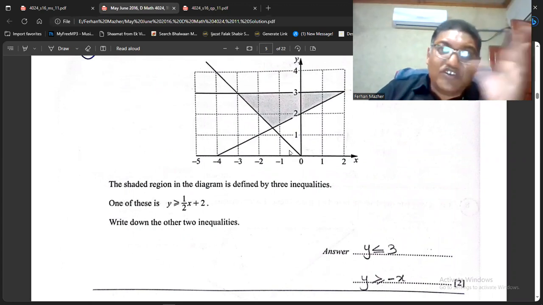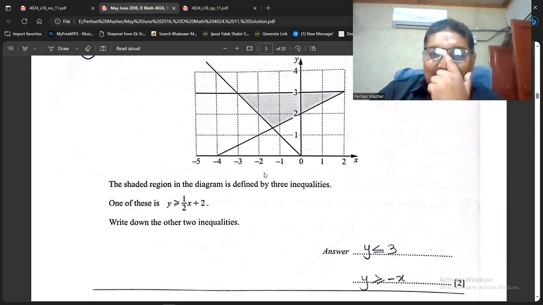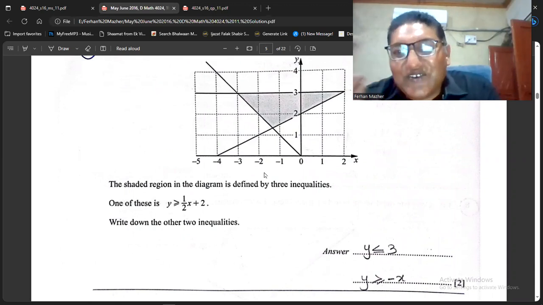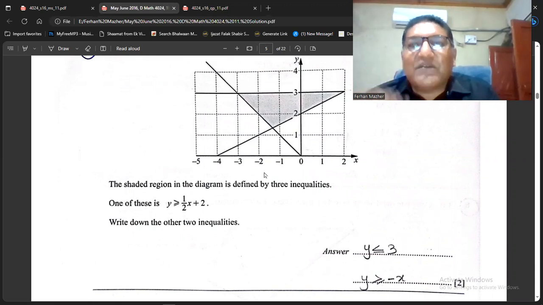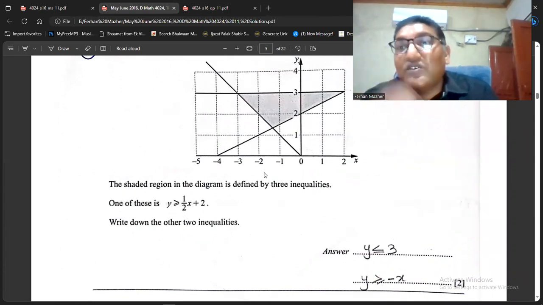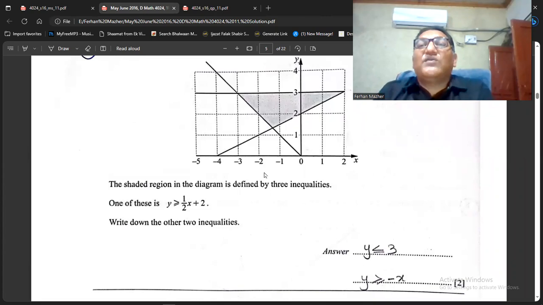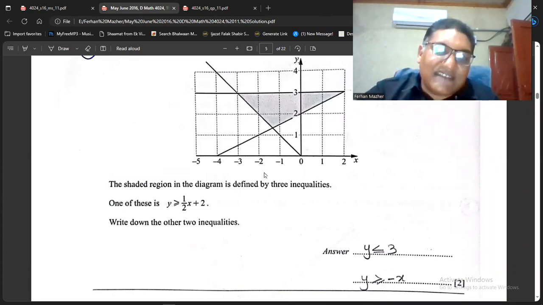This line, you know, it's a famous line. At 0, it is 0. At -1, it is 1. At -2, it is positive 2. At -3, it is positive 3. At -4, it is positive 4. This is the famous equation y equals minus x.